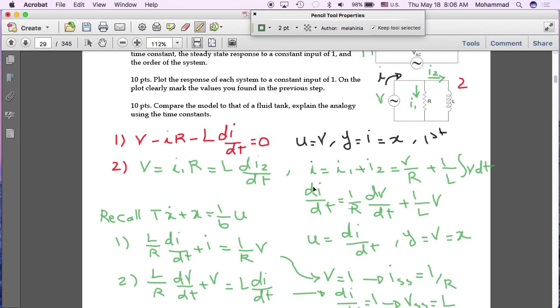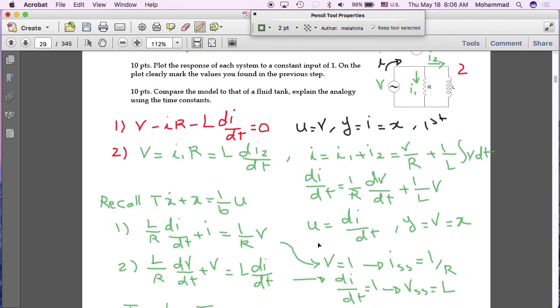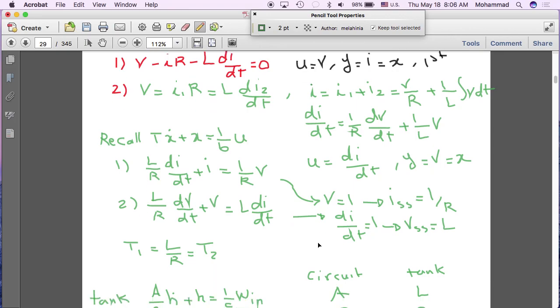And your input, you can call it either. You can consider the current to be your input, or to keep it simple, so you don't have to differentiate your input, you can call di over dt, the time derivative of current, as the input to this system. Now with that choice, we can rewrite both the first differential equation as well as the second differential equation into the standard form. What is the standard form?